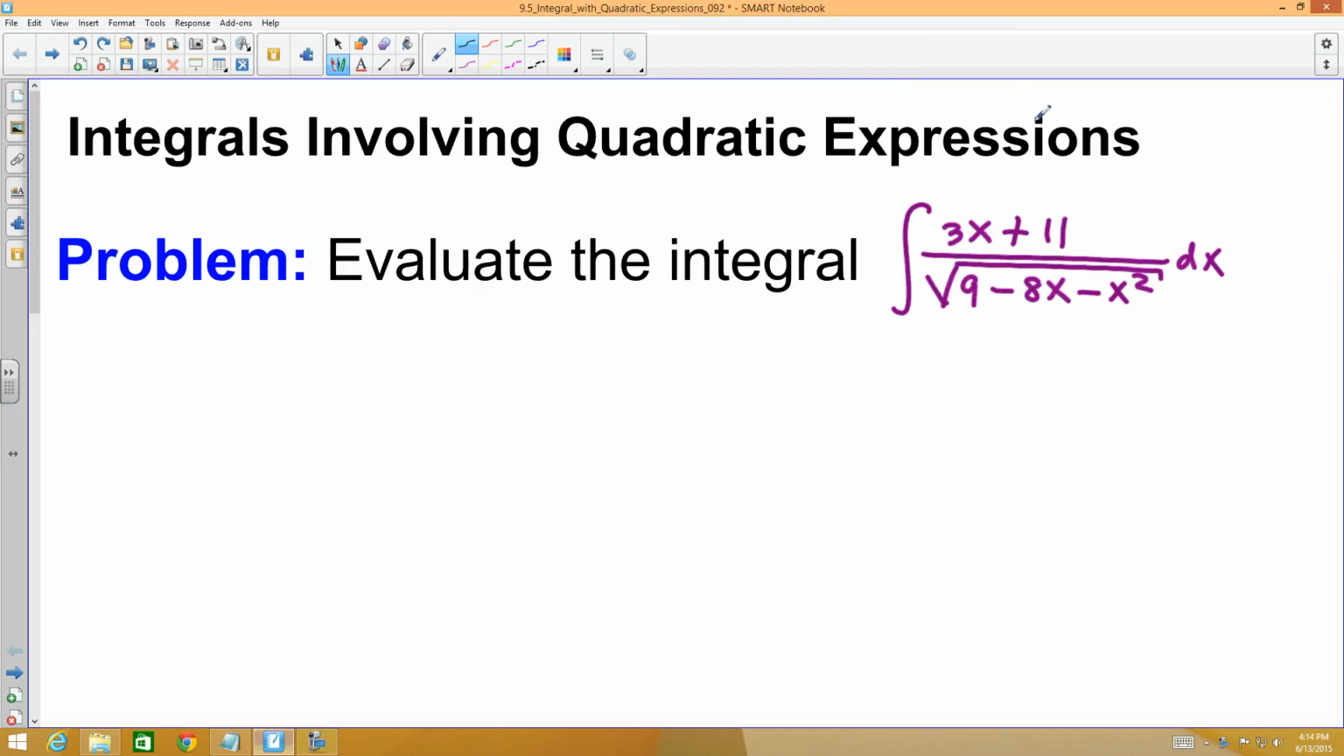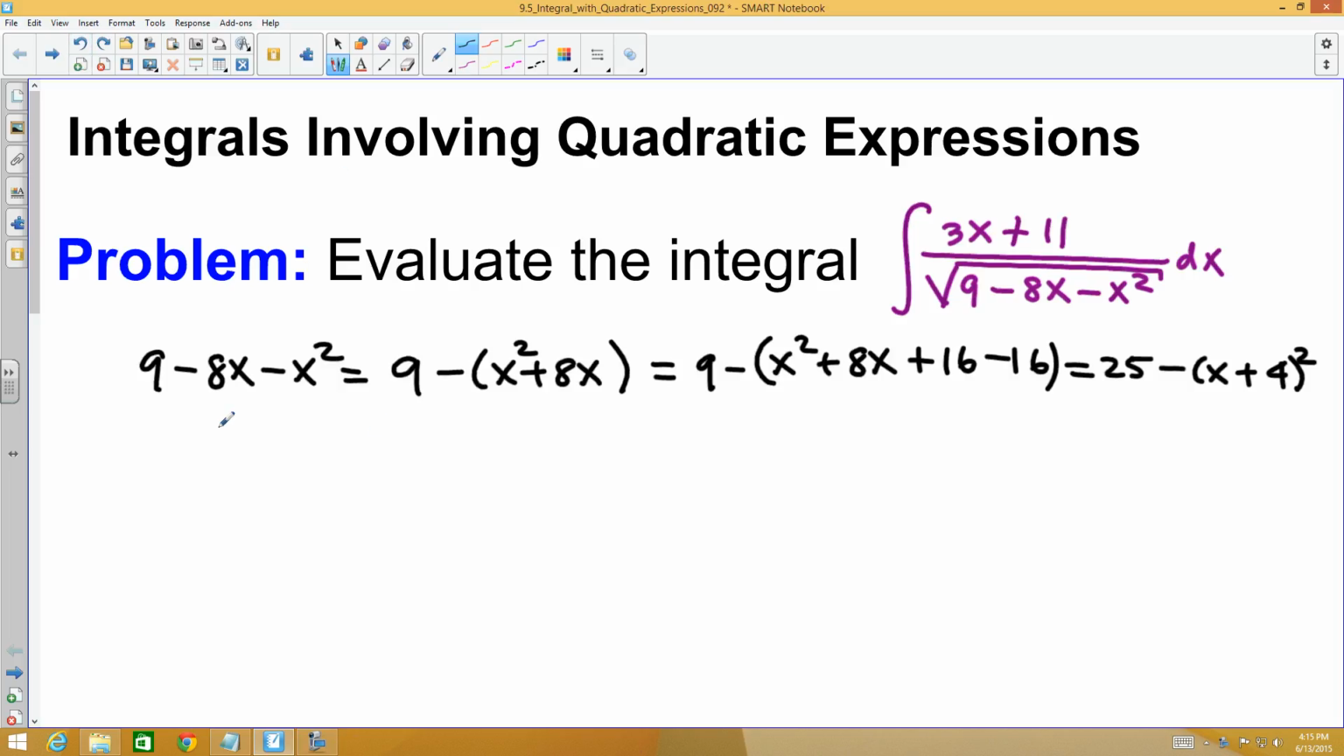Problem: evaluate the following integral. Integral of 3x plus 11 divided by square root of 9 minus 8x minus x squared dx. First, we need to rewrite the expression under the square root back in a way that x squared plus 8x is completed to a perfect square.